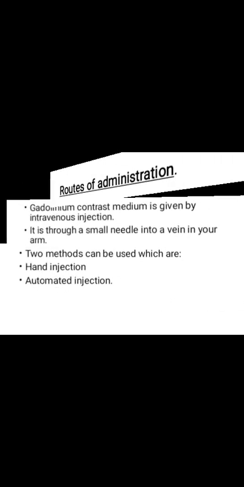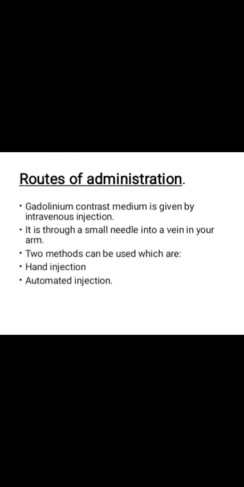Routes of administration. Gadolinium contrast media is given by intravenous injection. It is through a small needle in a vein in your arm. Two methods can be used, which are hand injection or automated injection.